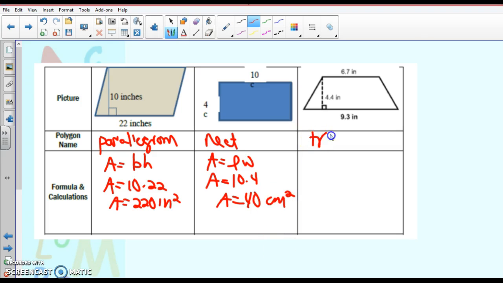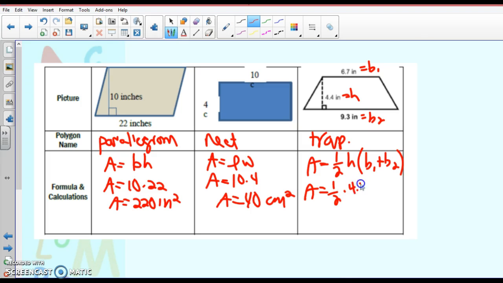All right, this is a trapezoid. This is the one that screws kids up. Area, and you're looking on your formula sheet, is 1/2 times the height times b sub 1 plus b sub 2. This is b sub 1, this is b sub 2, and this is height. And your formula sheet tells you that. So I'm going to do 1/2 times the height is 4.4 times the quantity, and don't drop the parentheses, 6.7 plus 9.3. Enter that into your calculator exactly as it is, including the parentheses, and you will not make any mistakes. So, you end up with area is 35.2, and what is it? Square inches.